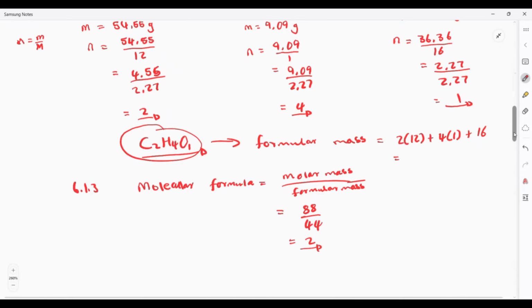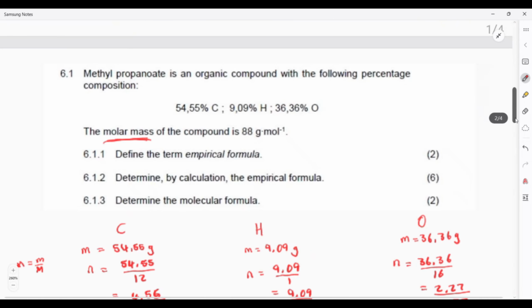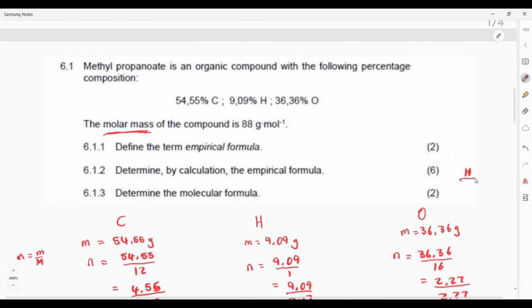So this 2 is the one that you're going to use to multiply everything. So you're going to say, therefore, 2 multiplied by C2H4O1. So when you multiply everything, you're going to get C4H8O2 as your molecular formula, or as your true formula. This is the true formula. Then you are good to go. You get your marks there. Just collect simple marks. How many? 10 marks. And then you're good.